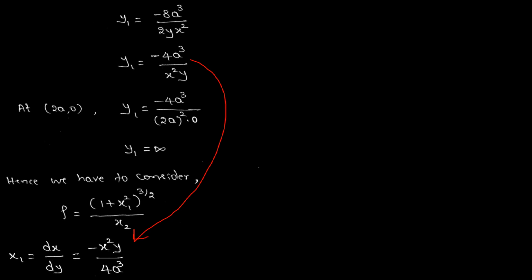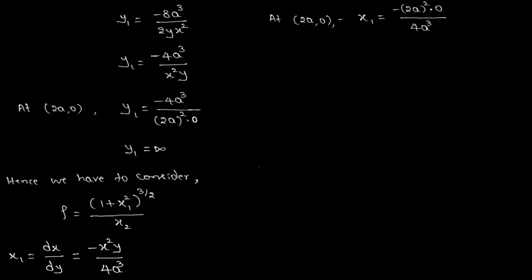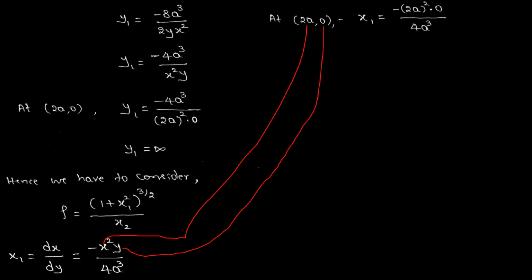Now let us find x1 at the point. That means in the place of x we put 2a, and in the place of y we put 0. You can observe here we have put the values of x and y. The value of y is 0, and anything into 0 will take you to 0. So the value of x1 will be 0.